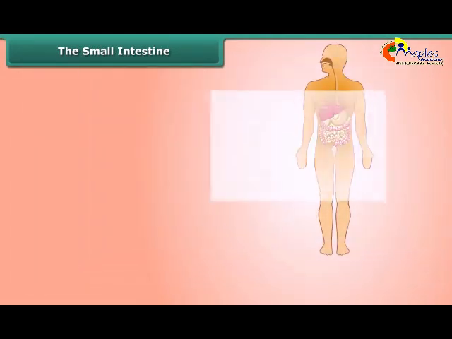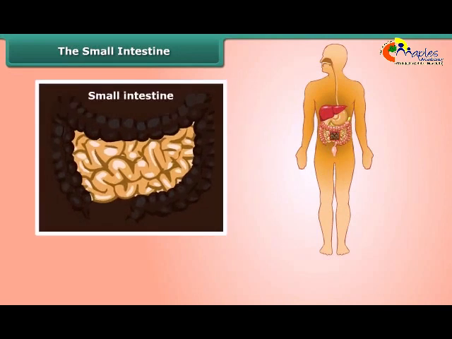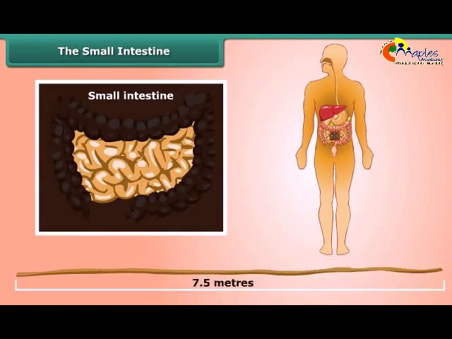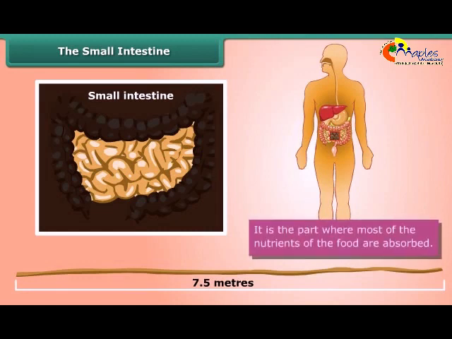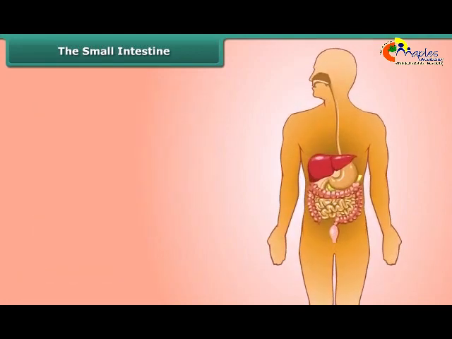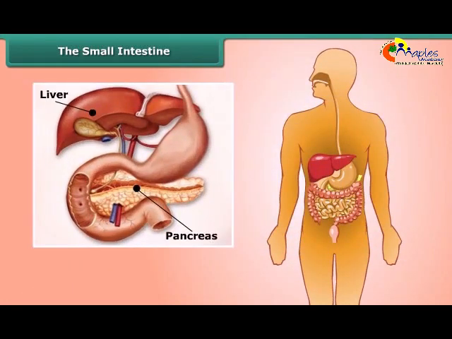The small intestine is the longest part of our digestive system. It is about 7.5 meters long and highly coiled in structure. It is the part where most of the nutrients of the food are absorbed. Liver and the pancreas also join the digestion.